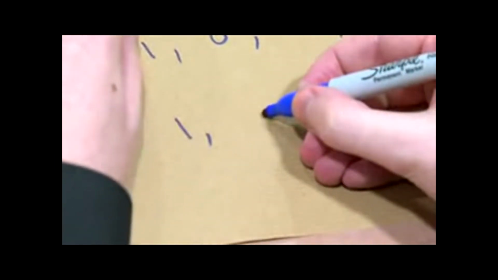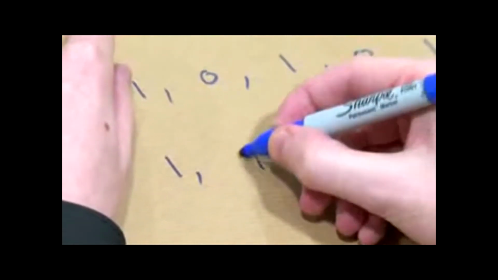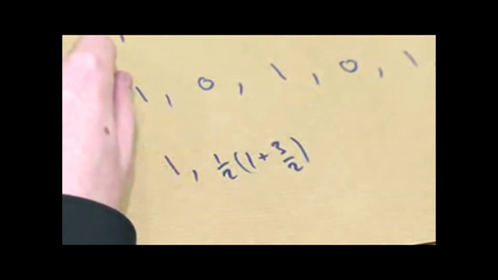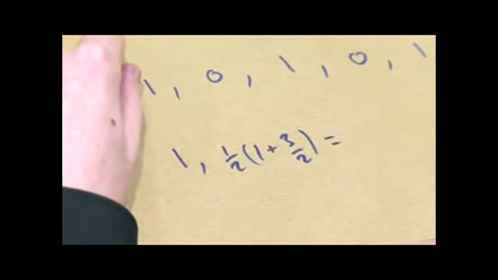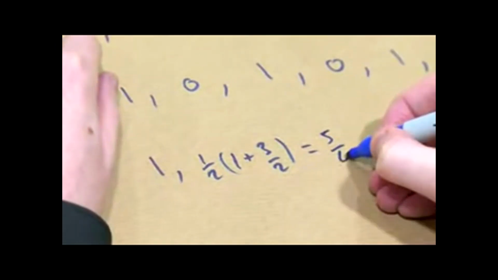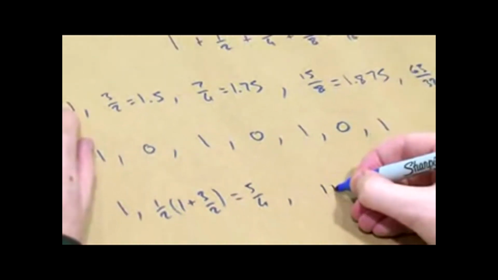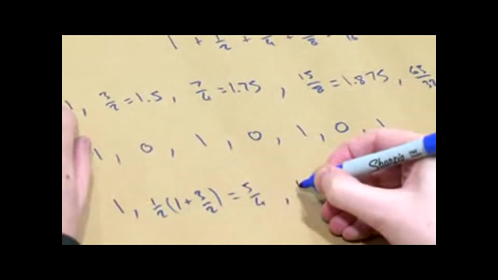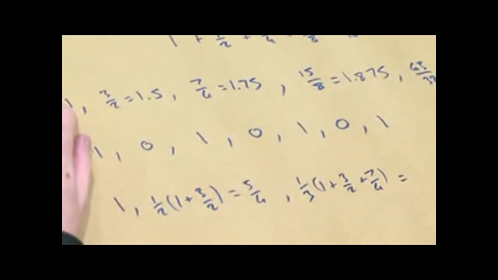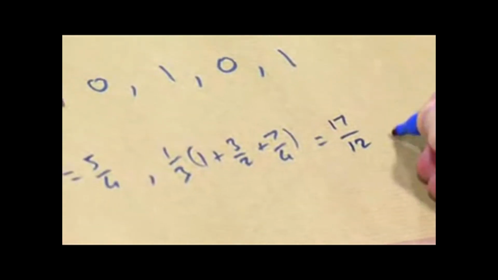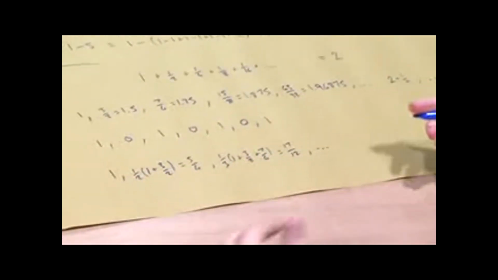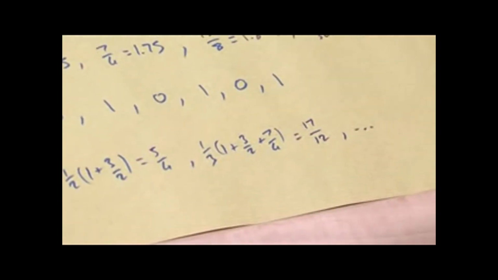So it's going to be 1 plus 3 halves, and then average it like that, which is actually equal to 5 quarters. If I took the first 3 and averaged them, I would have 1 plus 3 halves plus 7 quarters divided by 3. And that gives me 17 over 12, and hopefully you get the idea of that. Again, the numbers are tending closer and closer to 2. It's just another method to get the same answer. It gives me 2 again.